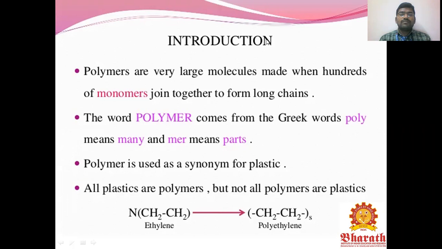The word polymer is a Greek word. Poly means many and mer means parts. Polymer is used as a synonym for plastic. All plastics are polymers, but not all polymers are plastics. For example, the monomer is ethylene; hundreds of ethylene molecules are combined to form a polyethylene molecule. This is the polymerization process.